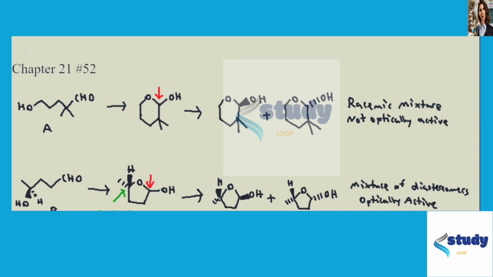And so that's the difference that accounts for the non-activity of A and the activity of B. B has a set chiral center already, and therefore the products in B are a mixture of diastereomers. A does not have that set chiral center, and so the products for A are a racemic mixture of enantiomers, and therefore not optically active. And that's the answer to Chapter 21, problem number 52.